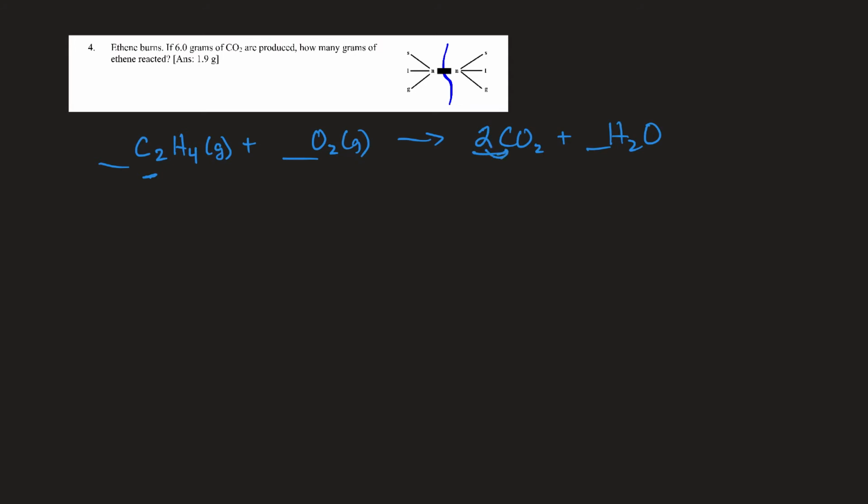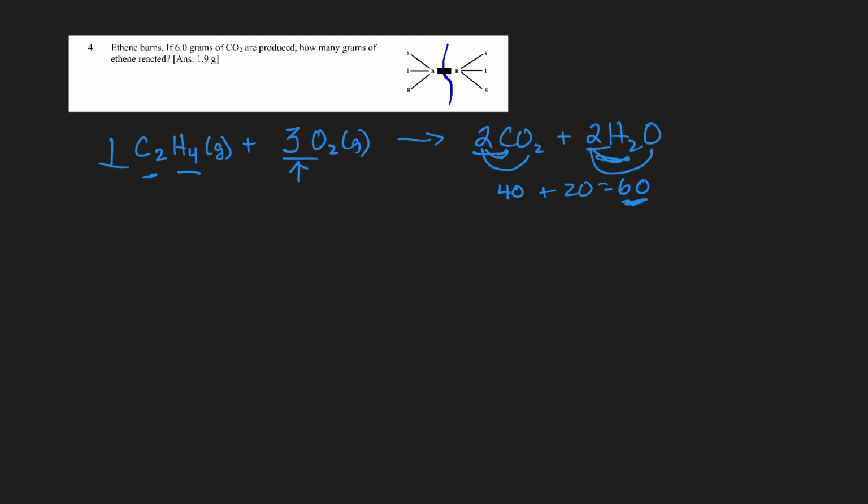That gives me 2 carbons. I've got 4 hydrogens, I'll put a 2 here. That gives me 4 hydrogens. Now, 2 times 2 gives me 4 oxygens, plus another 2 oxygens here. So that's 6 oxygens altogether on the right side. So what do I need to put here to get 6? Hopefully you said 3. That would be good. Okay, so there's my mole ratios.